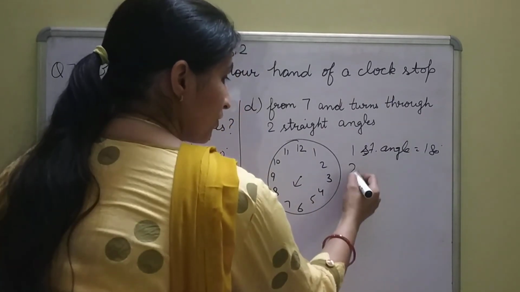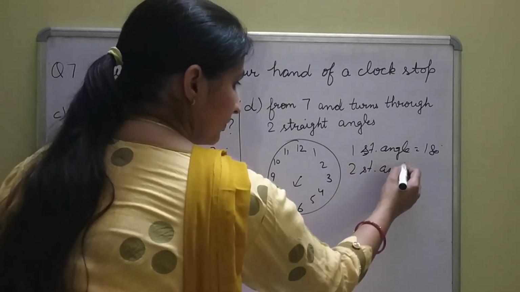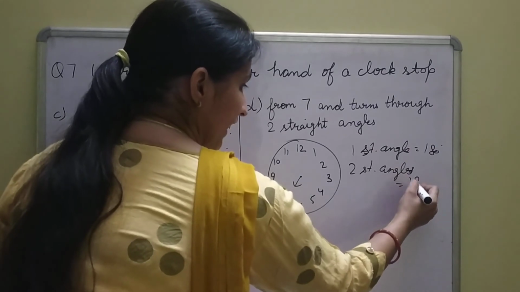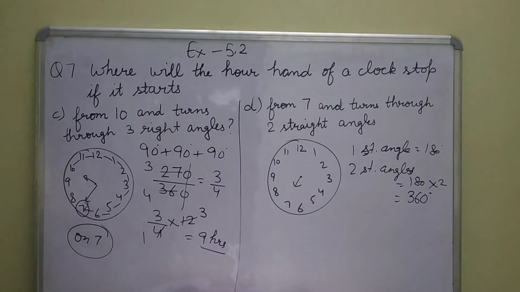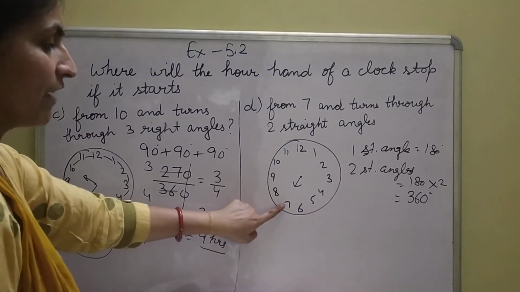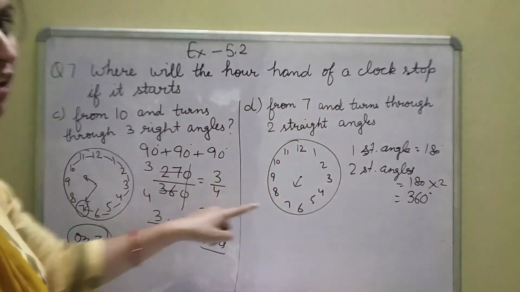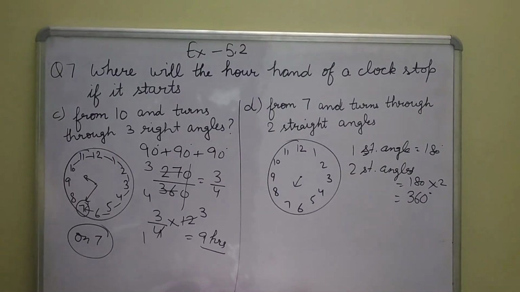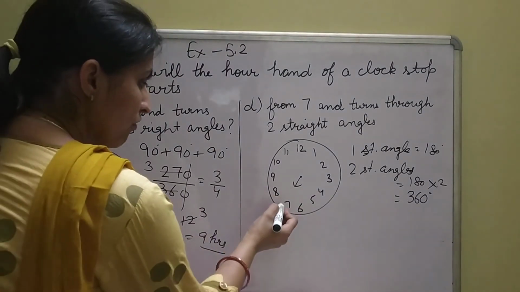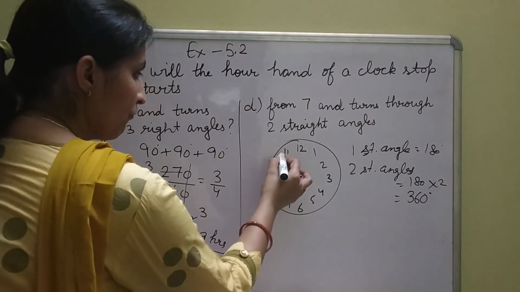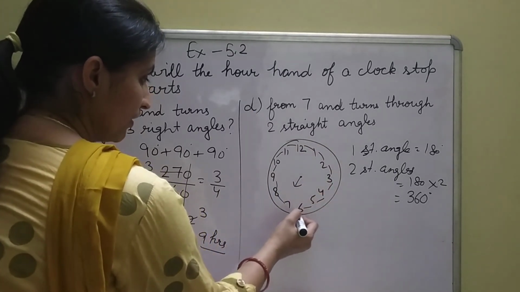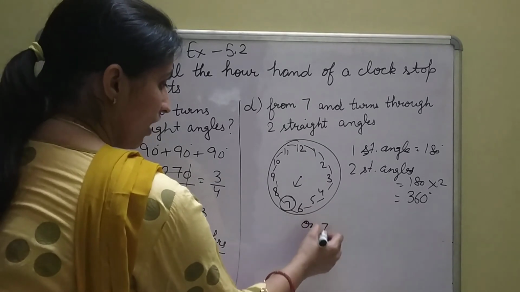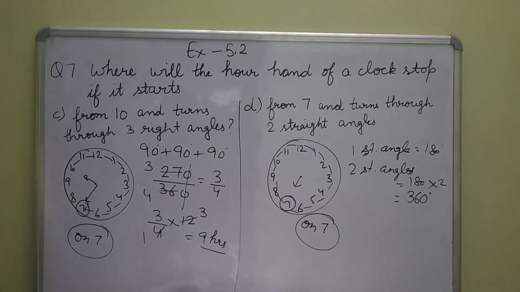180 degrees. So 2 straight angles, 180 into 2, that is 360 degrees. So 360 means one complete revolution. Means if we started on 7, we have to cover 12 hours. So when you count 1, 2, 3, 4, 5, 6, 7, 8, 9, 10, 11, 12, again we reach 7 after taking one complete revolution.